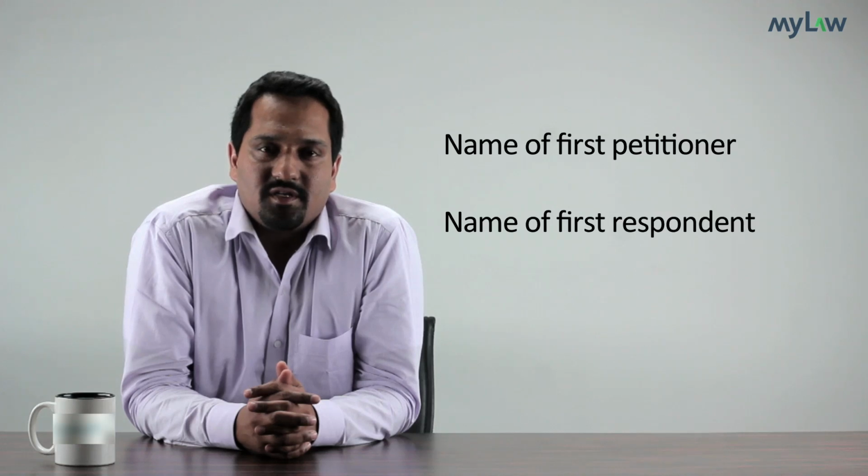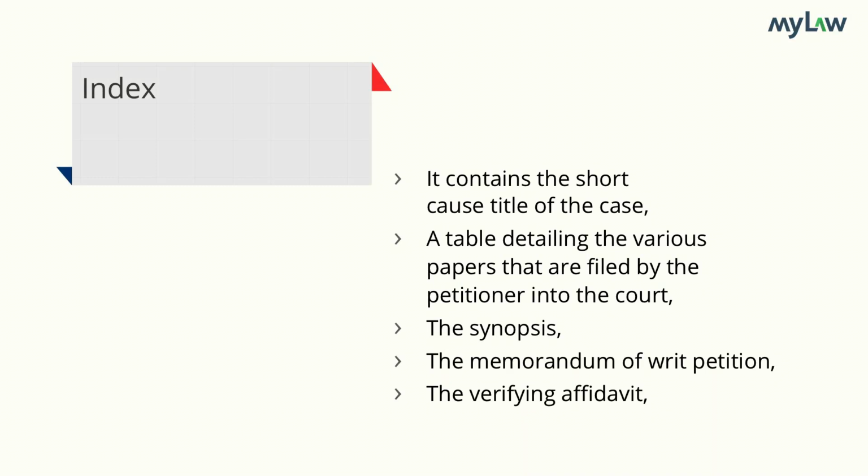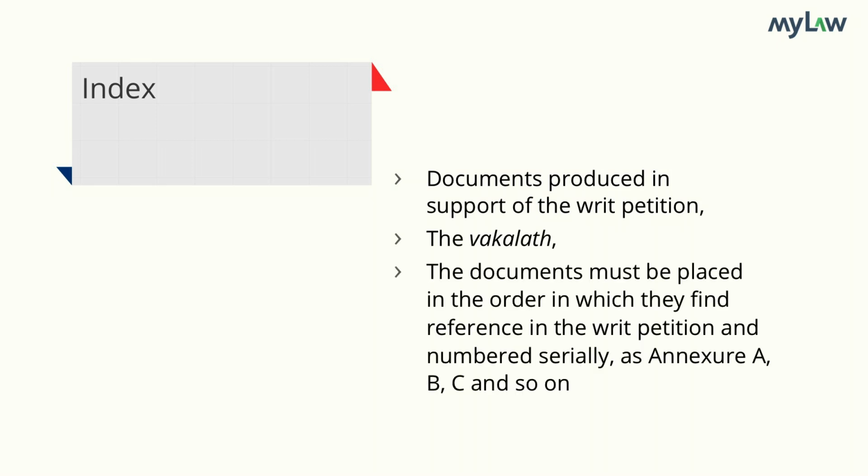The short cause title is set out as in a plain document, that is, list out the name of the court, the case number and year, and the name of the first petitioner and the first respondent. After the cause title and under the heading index, list out the documents that form a part of the paper book as follows: the synopsis, the memorandum of writ petition, the verifying affidavit, the documents produced in support of the writ petition, and the wakalat. The documents must be placed in the order in which they find reference in the writ petition and numbered serially as annexure A, B, C, and so on and so forth.